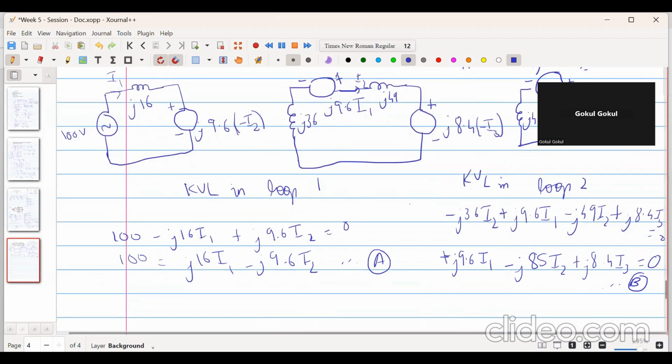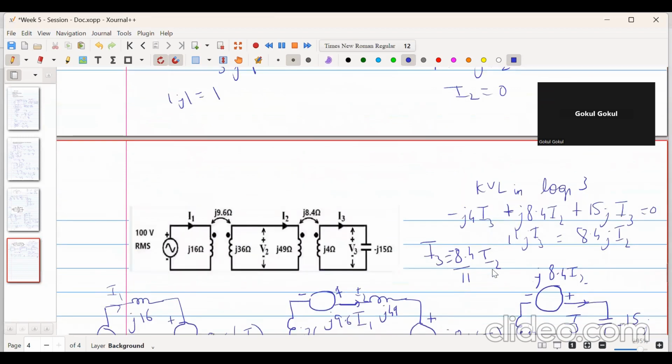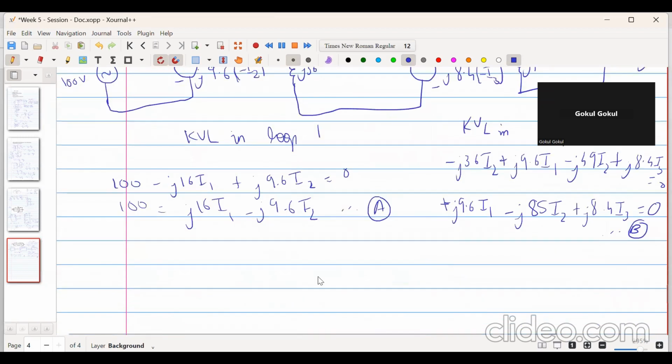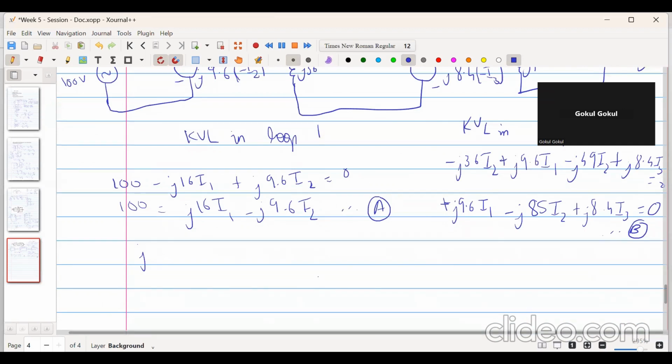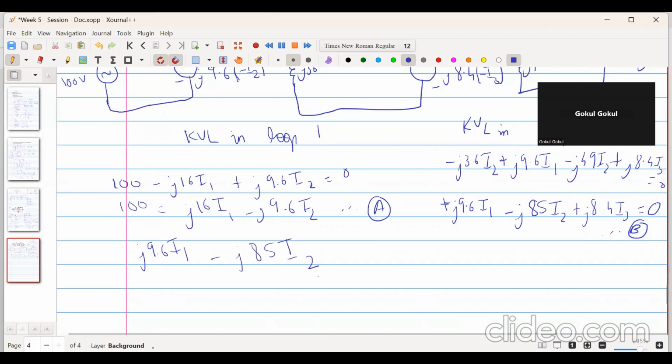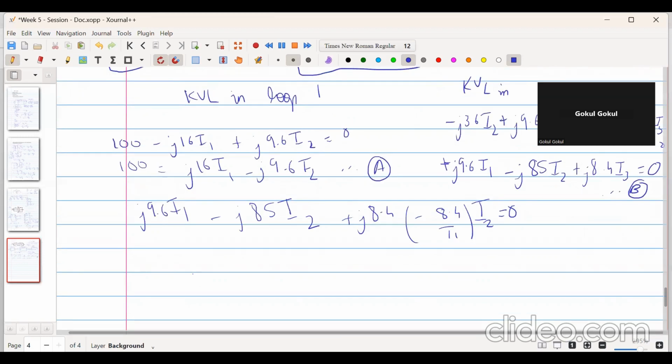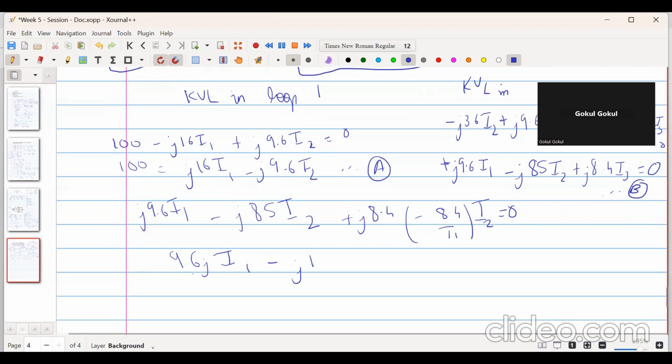So now in B we substitute the value of I3. I3 we found to be minus 8.4 upon 11 into I2. So j into 9.6 I1 minus j into 85 I2 plus j into 8.4 into I3, where I3 is equal to minus 8.4 upon 11 into I2, is equal to 0. So that will be 9.6 j into I1 equal to j into I2 times a factor.